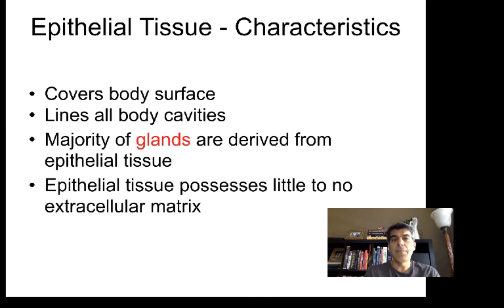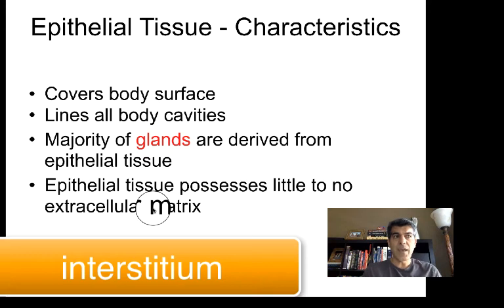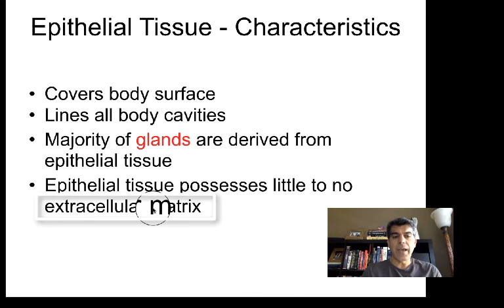Now, the cells in epithelial tissue are attached to each other. In other words, you have less space between the cells. So cells are next to each other. The space between the cells is called interstitium, and this space is filled by extracellular matrix. In the case of epithelial tissue, since there is no space, we would say epithelial tissue has little or no extracellular matrix because the cells are attached to each other.